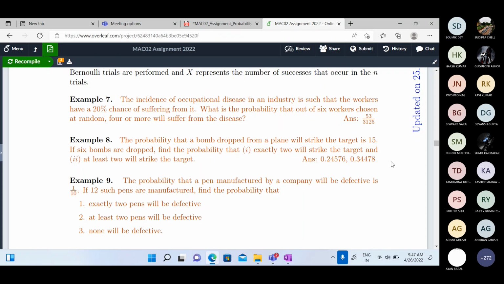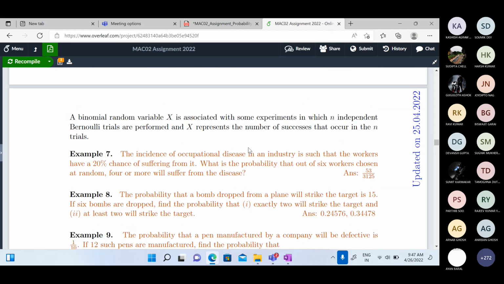Okay, I'm sharing this assignment again, a new assignment. You try to solve these 3 problems also. I'm sharing it in MS Teams. You can see it from MS Teams. After 5 minutes, I'm sharing.